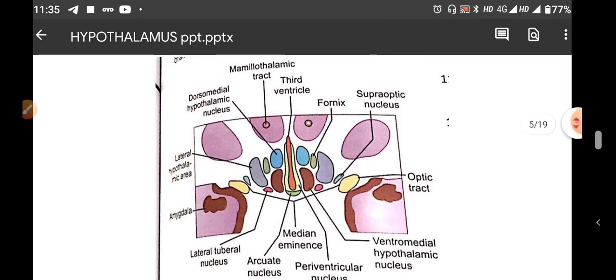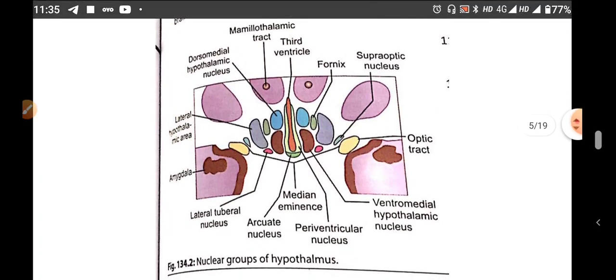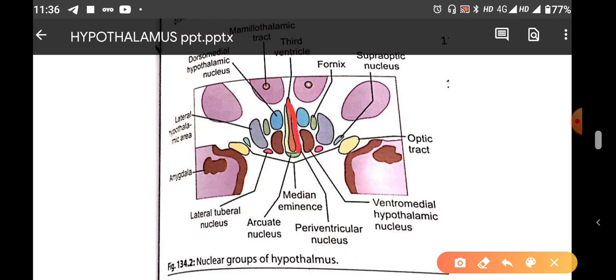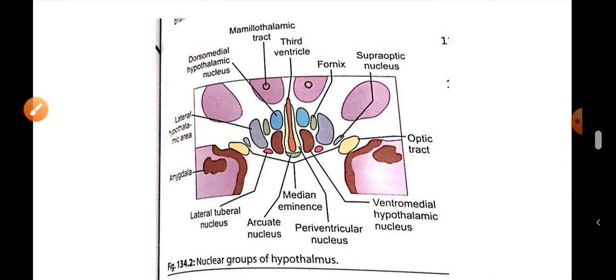So in this diagram you can see the different nuclei, they are arranged on both the sides. The supraoptic nuclei, you can see the fornix. In the center you can see the third ventricle. So this is the third ventricle. On both the sides there is a dorsomedial hypothalamic nucleus, the blue one. Then there is a fornix.